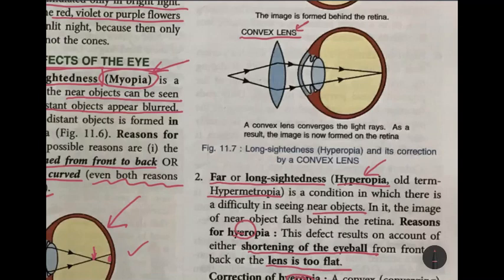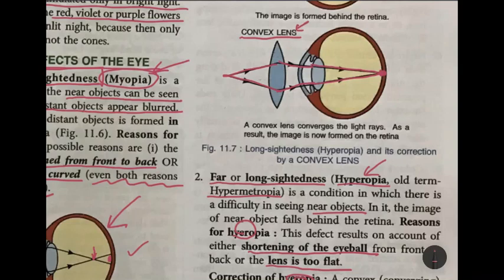Now the convex lens will converge the rays of light. If it is coming from the object, the rays of light will converge and move towards the pupil through the lens, and the image will be formed right on the retina, and your long distance vision problem or hyperopia will be corrected.